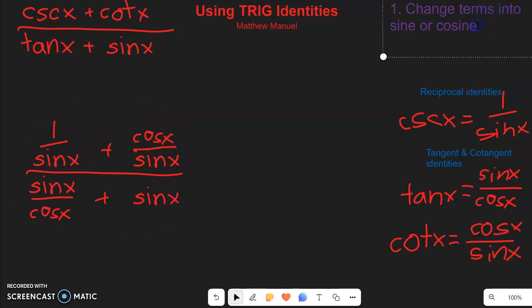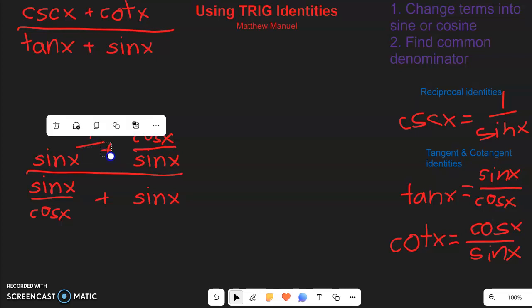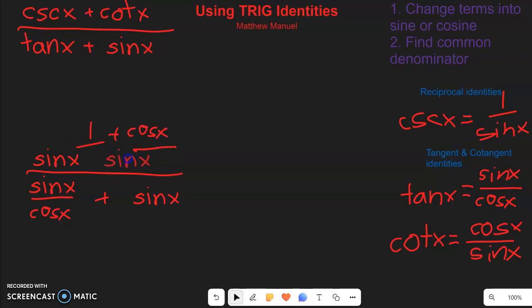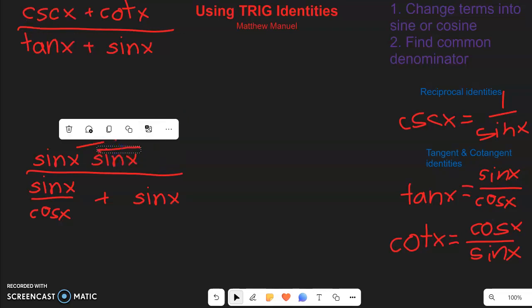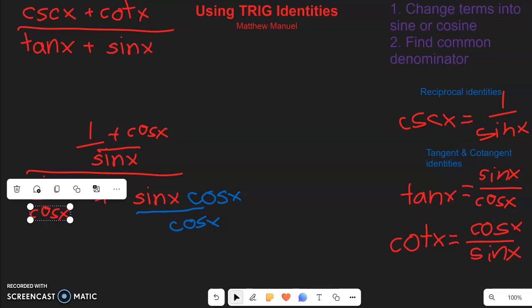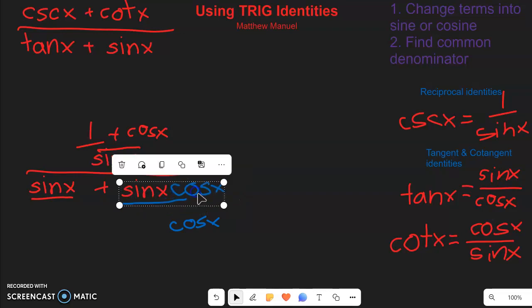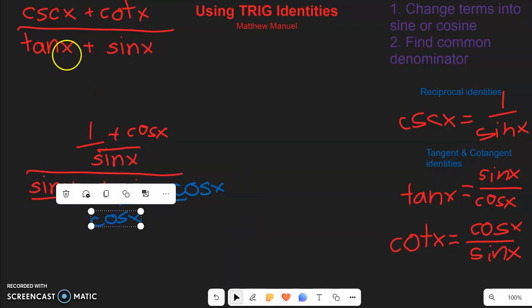Okay, our second step is to find common denominators. So now we got 1 plus cosine over sine. We need to times sine by cosine, so they both share a common denominator. From there, we get sine of x plus sine of x times cosine of x over cosine of x.